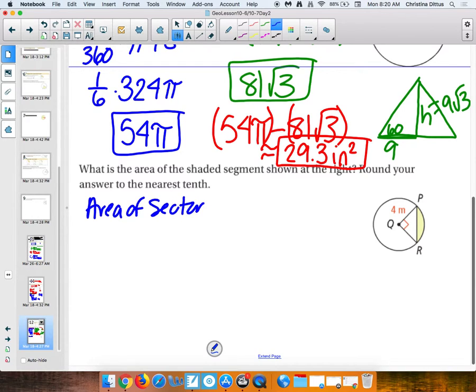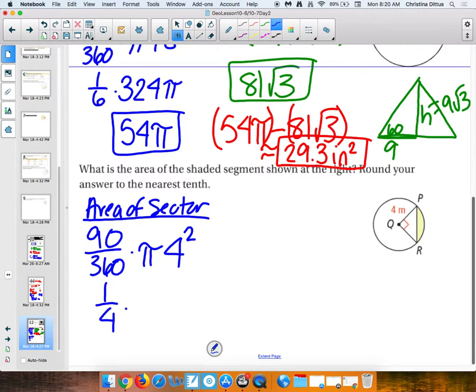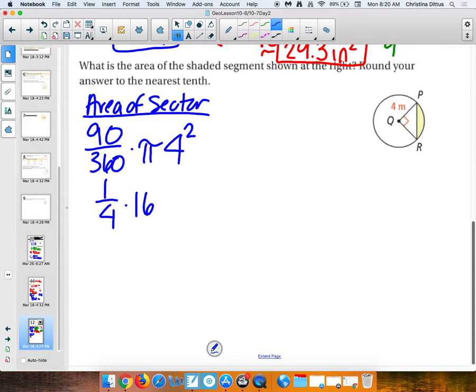And how am I going to do that? 90 divided by 360 times what? Pi 4 squared. My fraction 90 over 360 is how much? A fourth. What is 4 squared? 16. So how much pi? 4 pi.